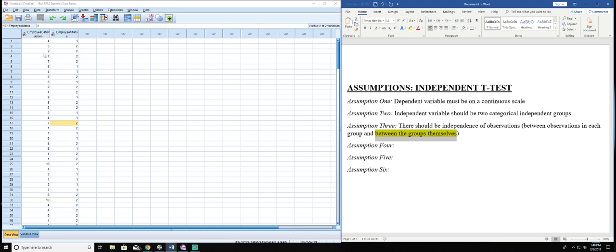That's not the case here. We have employment satisfaction and then employment status. These are not reliant on each other in the way that they were before. They're not dependent on each other. So in this data set, in particular, this assumption is met, that we do have independence of observations between groups themselves and between the observations within the groups.